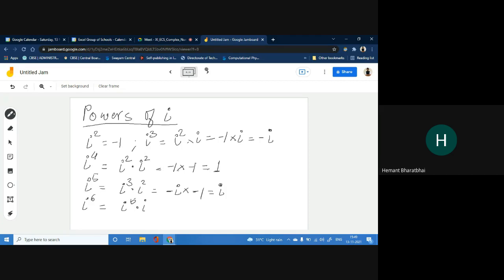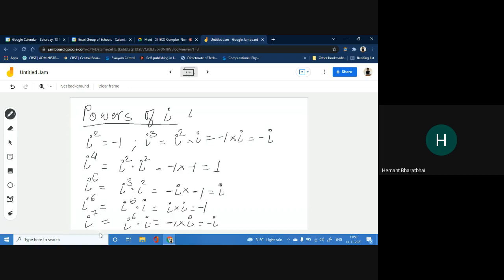Now suppose if I'm writing i raised to 6. So i raised to 6 can be written as i raised to 5 into i. Now i raised to 5 is i. So i into i, that is again going to give me minus 1. Now try to see the pattern, okay?